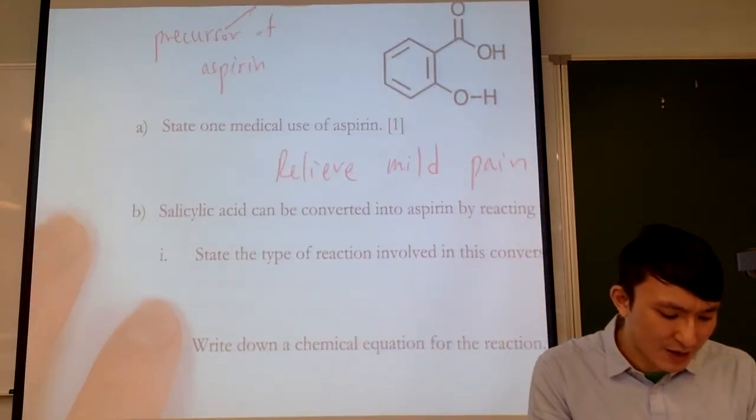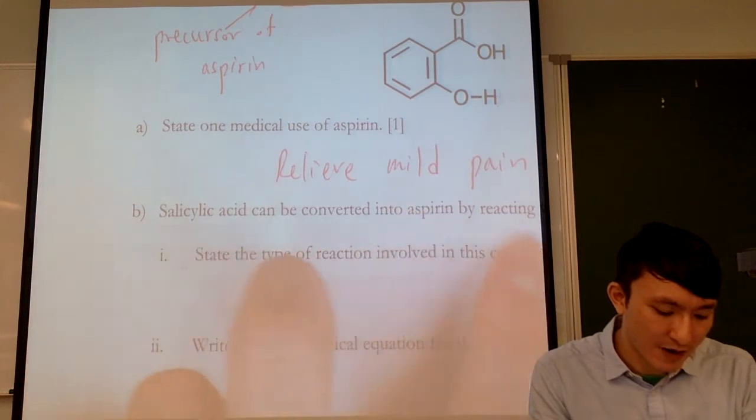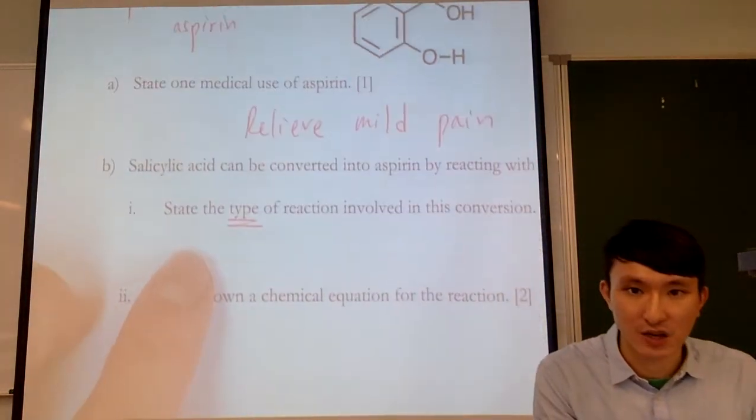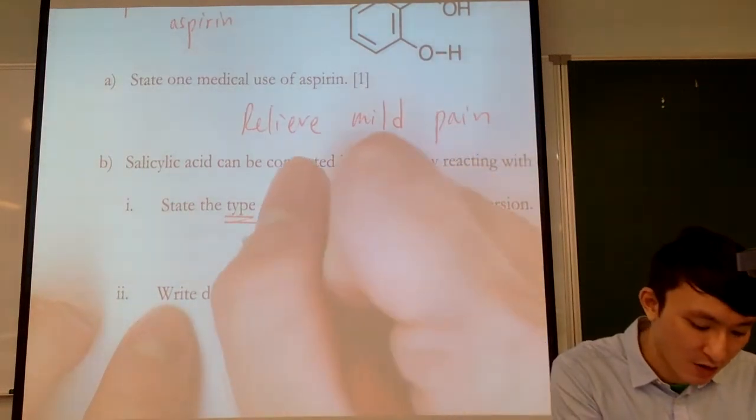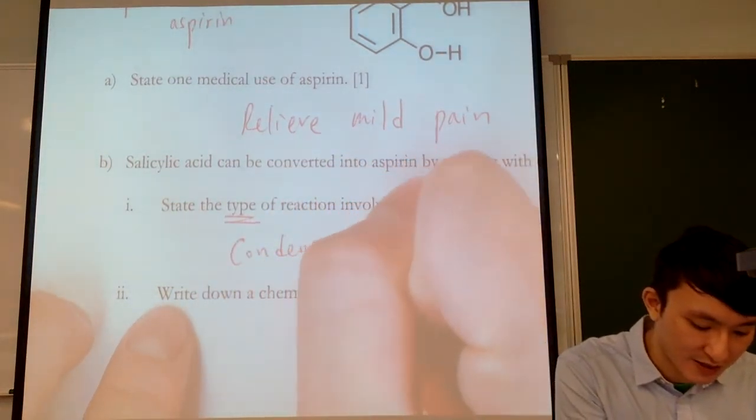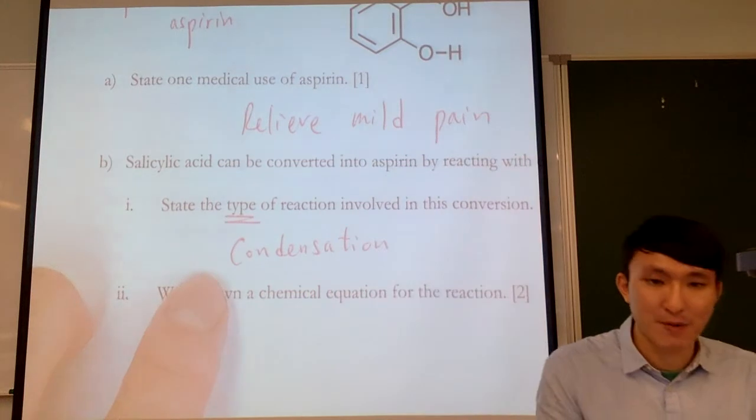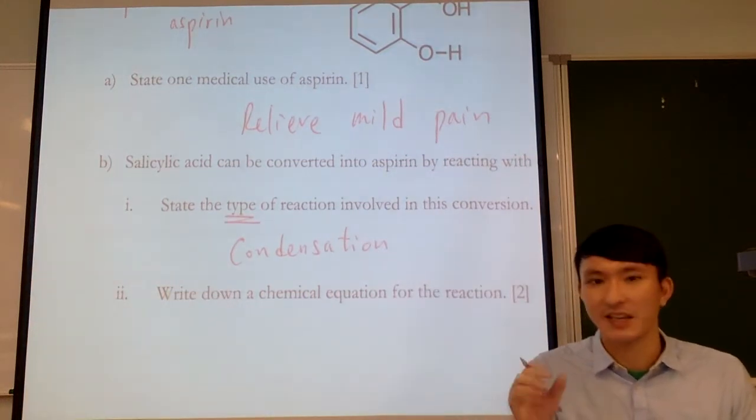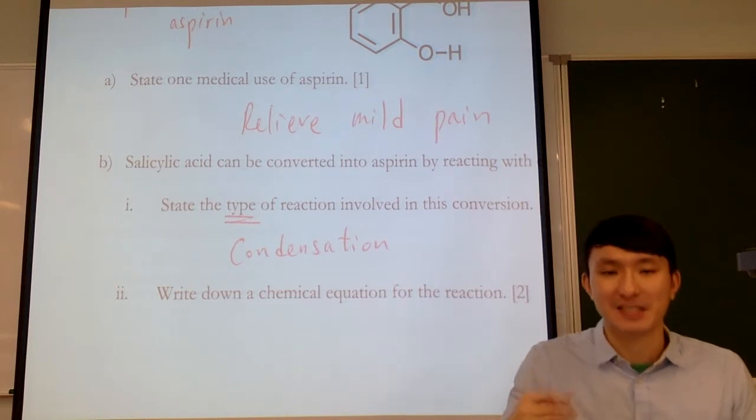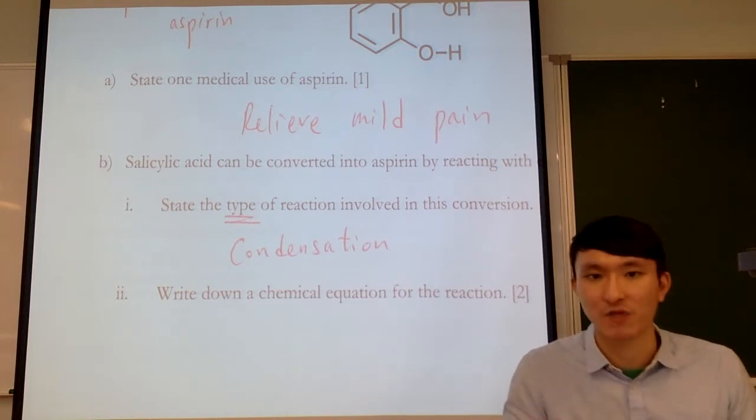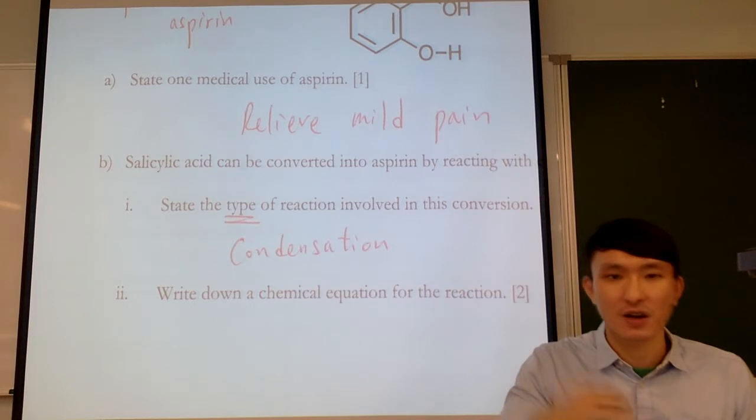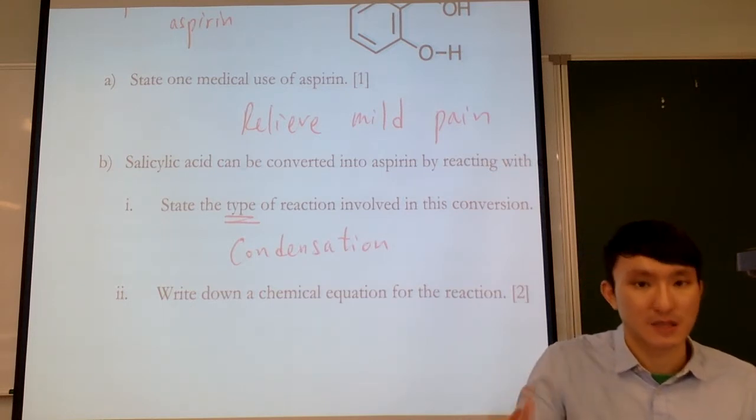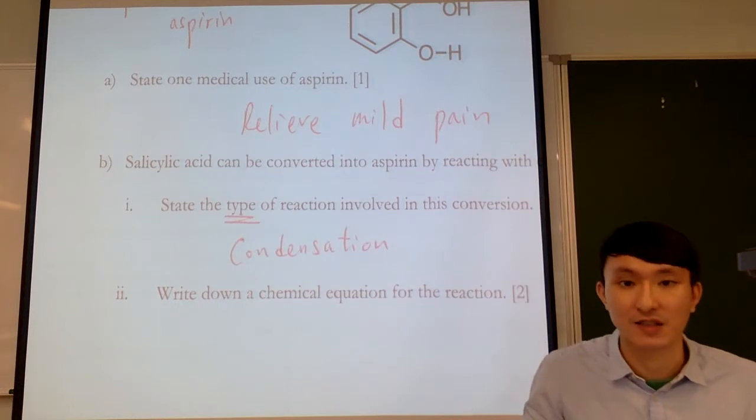Okay, salicylic acid can be converted into aspirin by reacting with ethanoic acid, state the type of reaction. Now, for type of reaction, it would be best if we put down condensation. Now, remember, condensation is a type of reaction. Esterification is an example of condensation reaction. In other words, condensation is the type of reaction. Esterification is a specific example of condensation reaction.